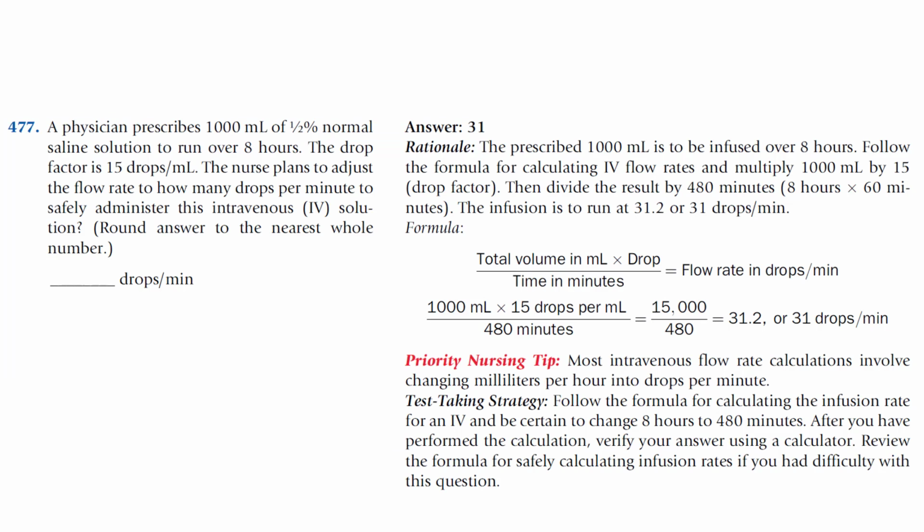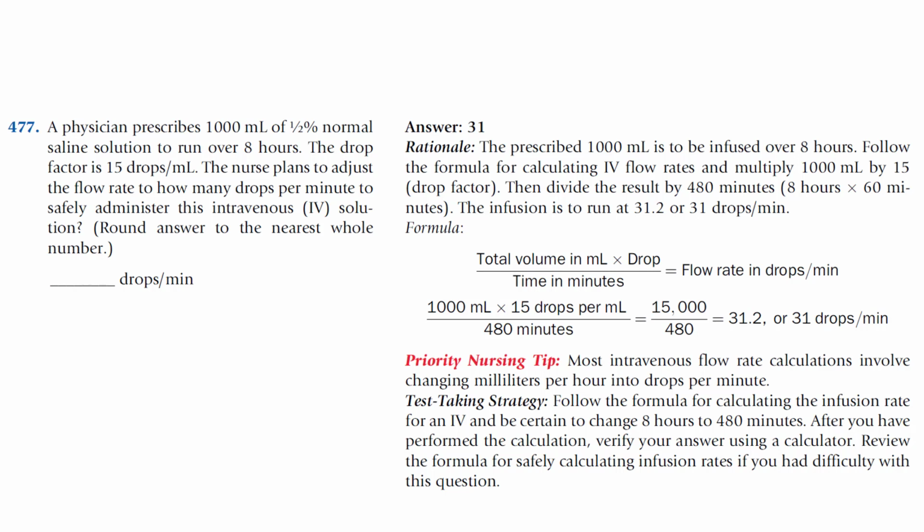477. A physician prescribes 1000 milliliters of 0.5% normal saline solution to run over 8 hours. The drop factor is 15 drops per milliliter. The nurse plans to adjust the flow rate to how many drops per minute to safely administer this intravenous solution? Round answer to the nearest whole number. Dash drops per minute. Answer: 31.